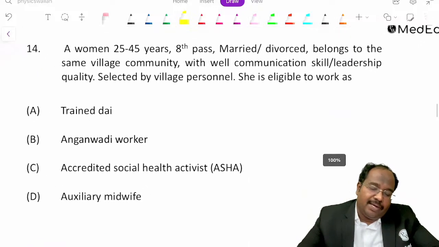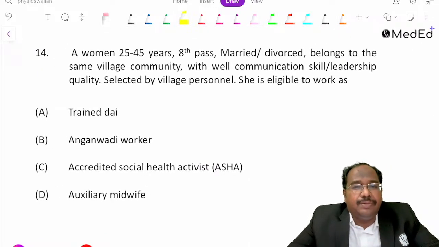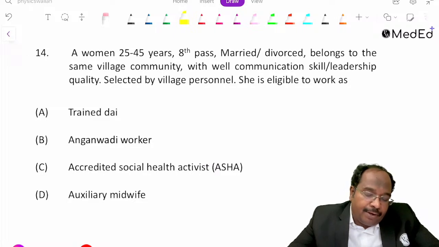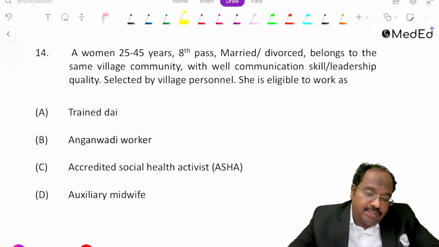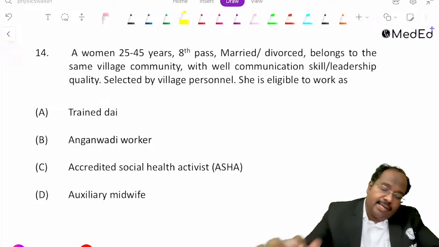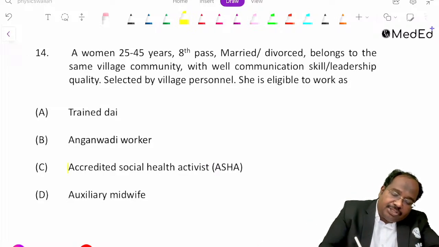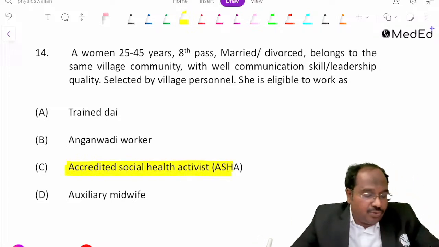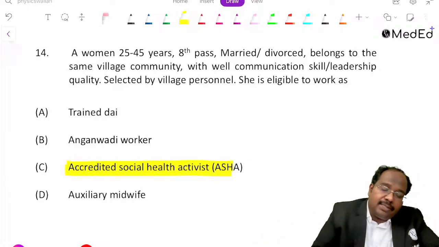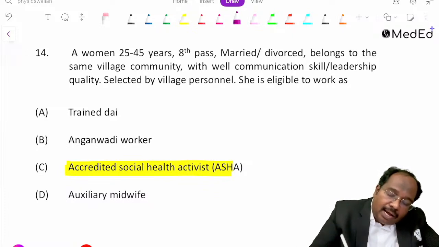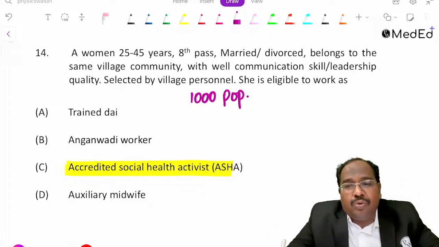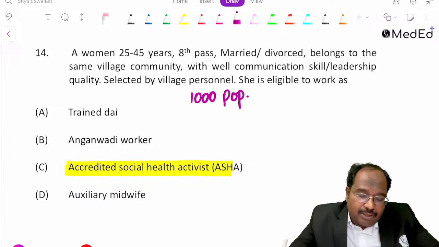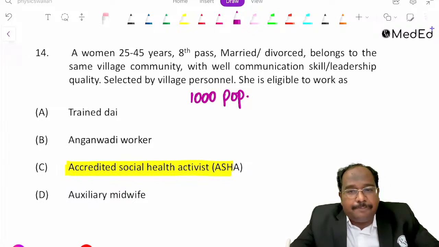Multiple times asked topic. What is the answer for this one? Women of 25 to 45 years, 8th pass, married, belonging to the same village, with communication skill. Yes, this is Asha, guys. Asha, accredited social health activist. These are the criteria for Asha. Asha will be selected for every 1,000 population: only 1 Asha per 1,000.